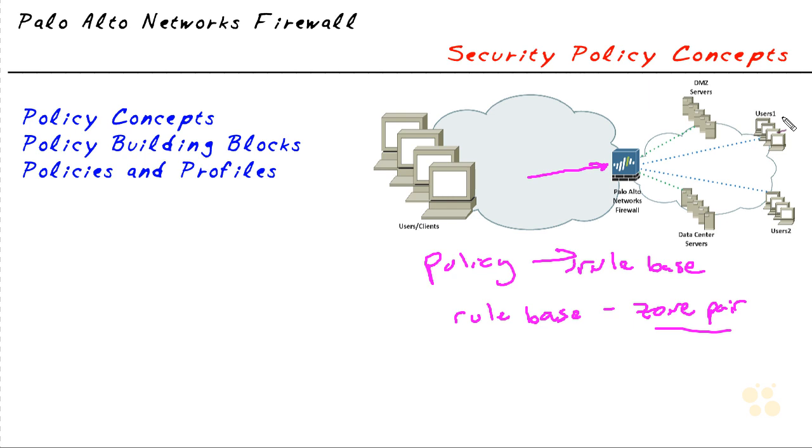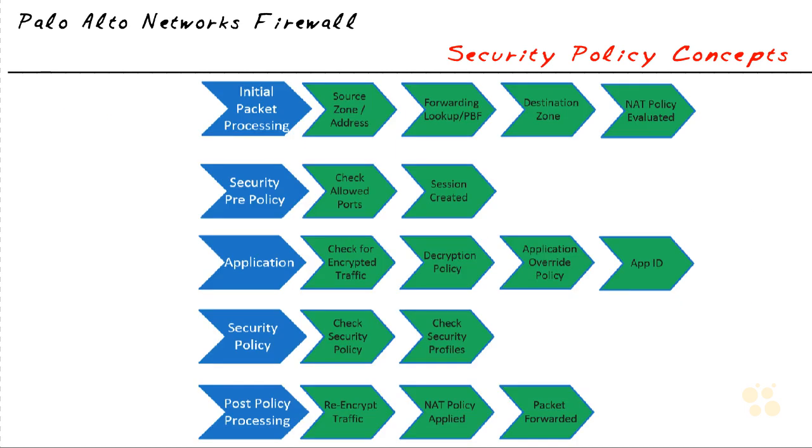Let's back up a second and look at that from our simple concept of the flow. Remember what I had going on: my initial packet processing, where I do my lookup of the source zone and address and determine my destination zone, my pre-checks and all that stuff. What I'm getting down to here for policy is really the end result. We'll go backwards and talk about some of the other pieces in future nuggets.